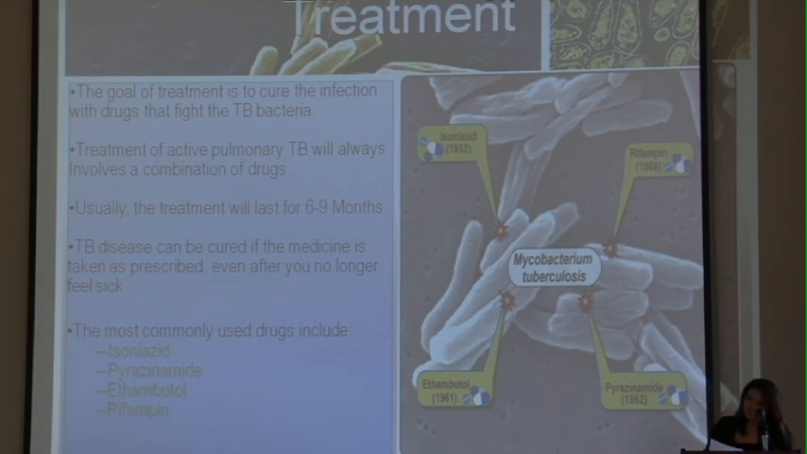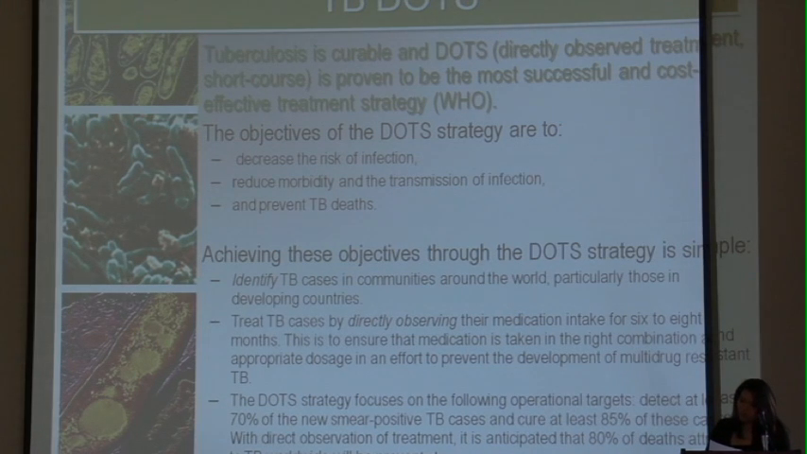The most commonly used drugs include isoniazid, pyrazinamide, ethambutol, and rifampin. Another form of treatment that is also used in the Philippines is the TB DOTS system. Tuberculosis is curable, and TB DOTS, directly observed treatment or therapy, is proven to be the most successful and cost-effective treatment strategy.